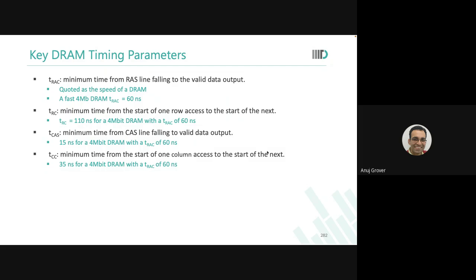So TCC is the minimum time from start of one column access to that of the next. And this is much faster than TRAC. Are you getting it? So in random access, you will have to wait for the entire TRAC, but in a burst mode access, for the first word, you will need to wait for TRAC, but later you will just need to wait for TCC.